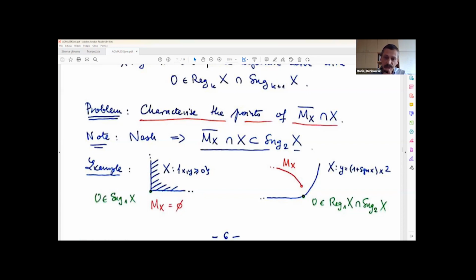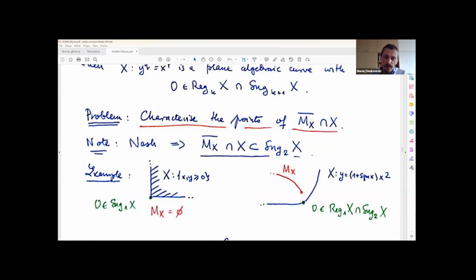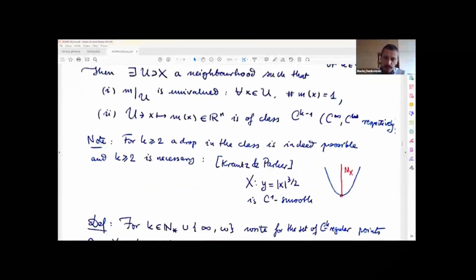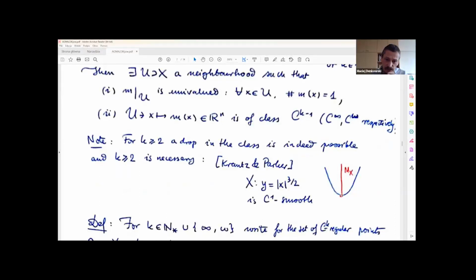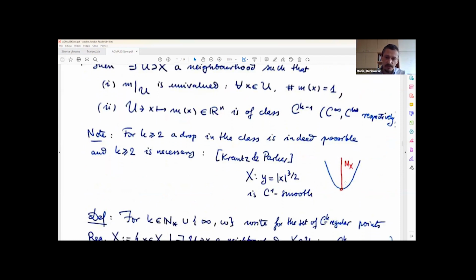In the second case, you have a curve for which 0 is a C^1 regular point, but not C^2 regular, so a C^2 singularity, and still the medial axis stays away. Here above, in this Kratz-Parker example, you had a point that is C^1 regular, not C^2 regular, so a C^2 singularity, that is reached by the medial axis.